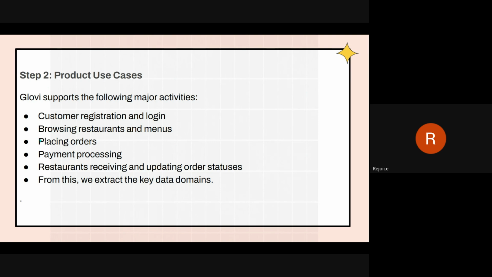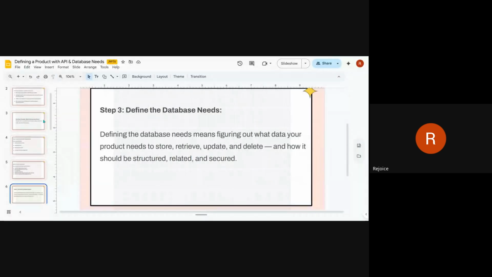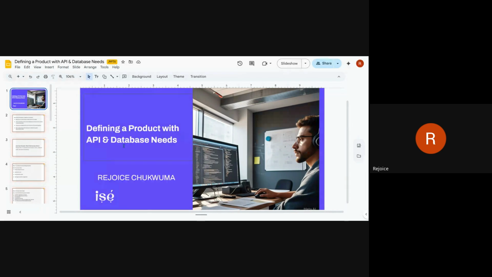So users browsing restaurants and menus, placing orders, payment processing, restaurants receiving and updating order statuses. This will be us, right? From this, the key data domains. So remember, our focus today is basically on the API and database. So this is the server side of things. The client side, which is your road mapping, your personas, and all of that, is done for the client side by you, the product manager.